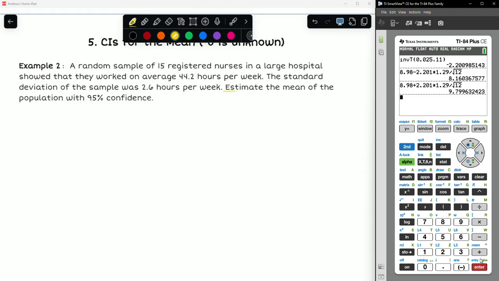So first set of directions, they tell me estimate, and they give me a confidence level. So that's telling me I'm making a confidence interval. They give me a sample size, random sample of 15. They say worked an average of 44.2 hours per week. And it says the standard deviation of the sample was 2.6 hours per week. So let's go ahead and formalize that. We're estimating the mean number of hours nurses work per week.